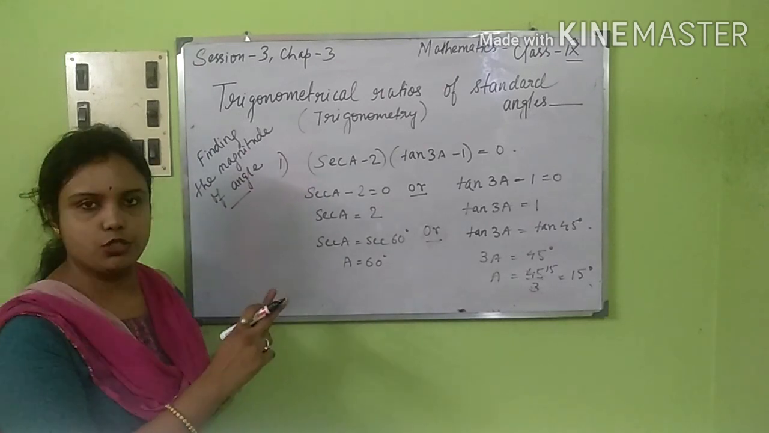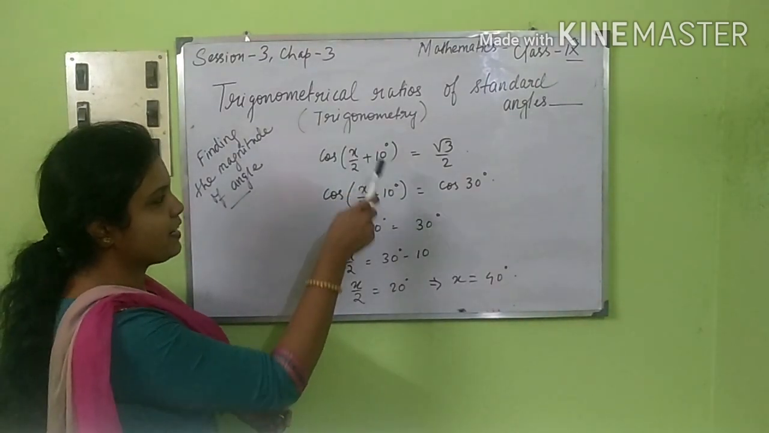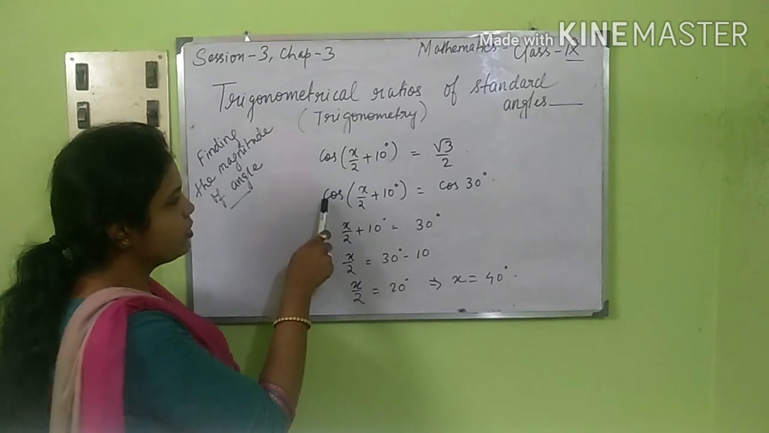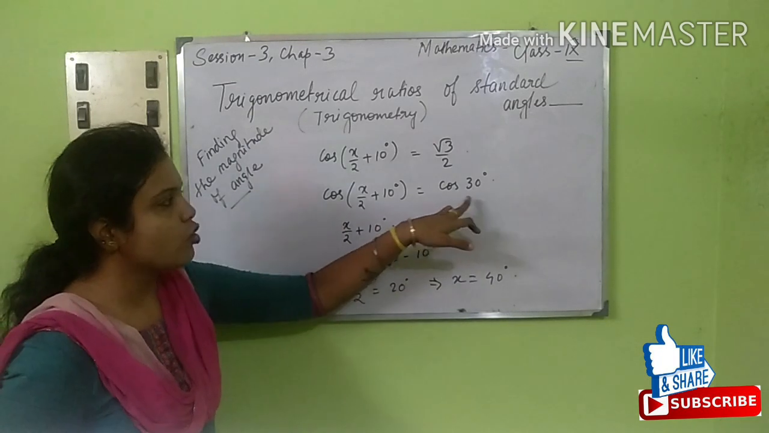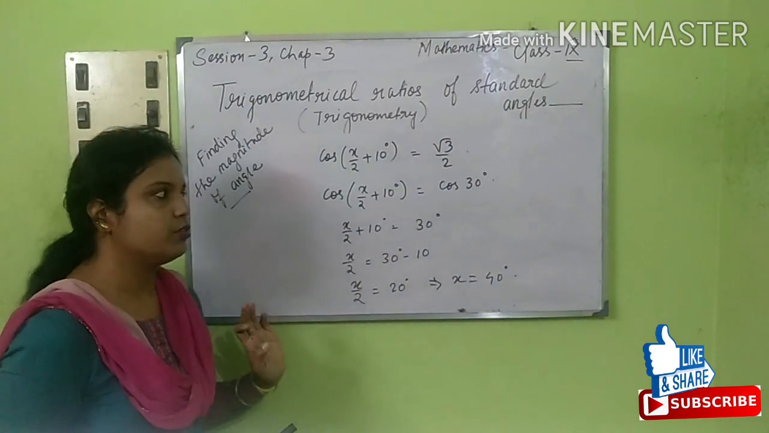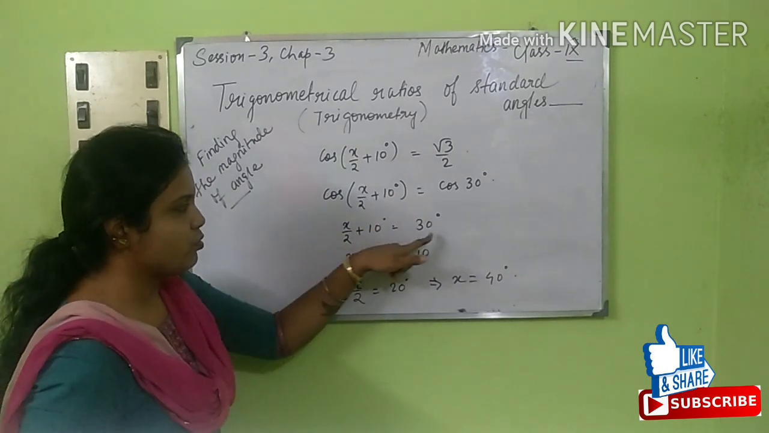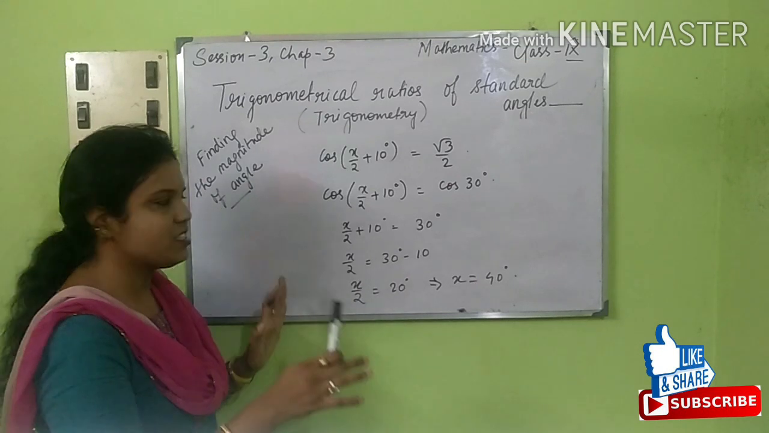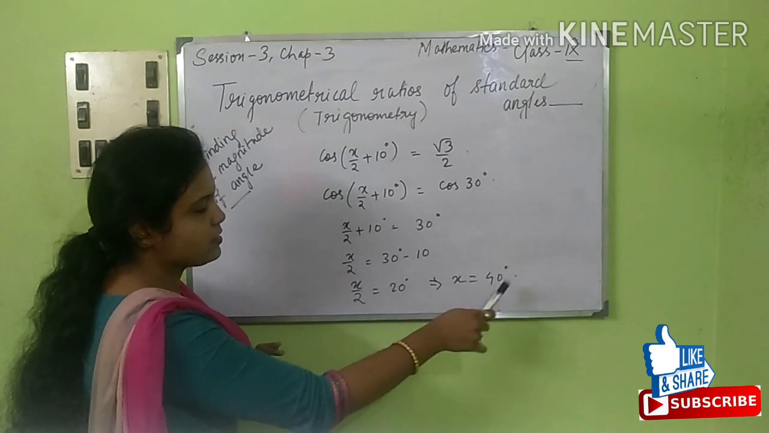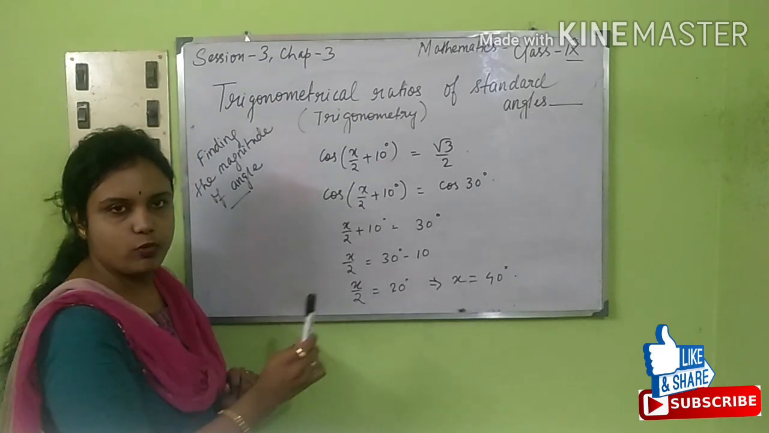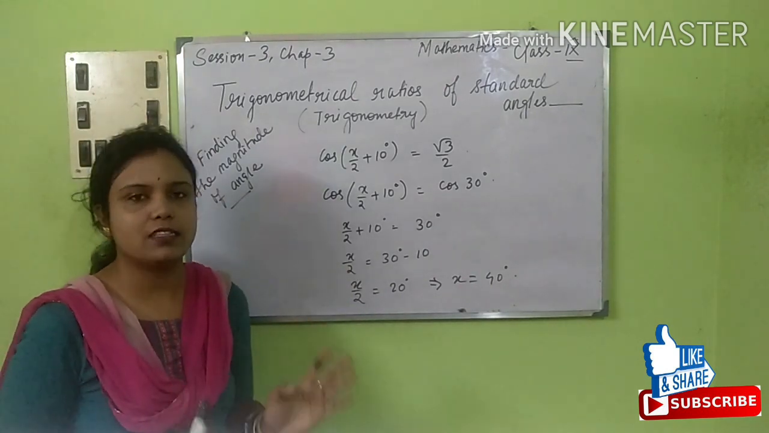One more example I'll show you of how to find out the magnitude. Just have a look here. Cos of x by 2 plus 10 degree is equal to root 3 by 2. Now, root 3 by 2 is cos 30 degree. So I've written cos 30 degree in place of root 3 by 2. Next, you can simply cancel out the terms. x by 2 plus 10 is equal to 30 degree. Then simply, you know the simplifications. x by 2 is equal to 30 minus 10. x by 2 is equal to 20. So x is equal to 40, just by cross multiplying 20 into 2. Okay, we got 40. So this is how you are going to calculate for anything that is given to you.